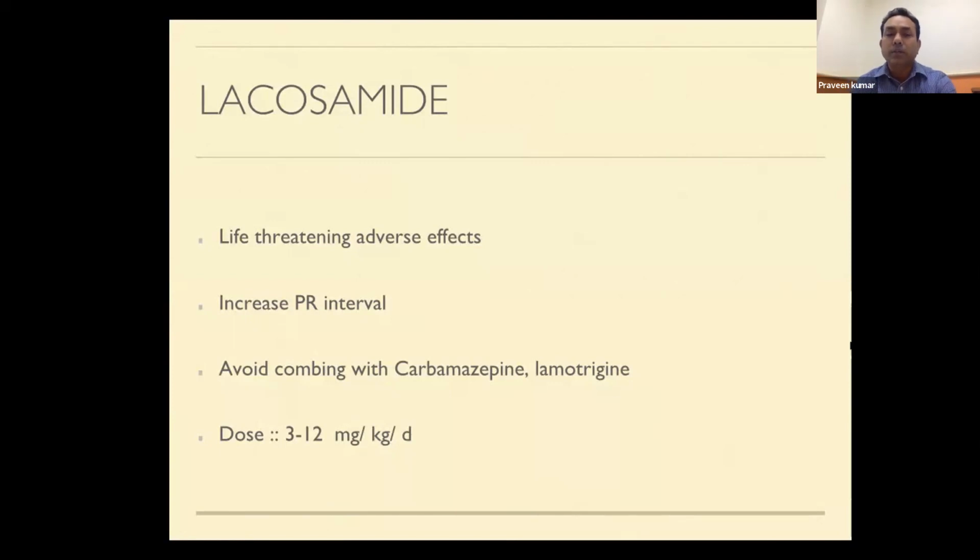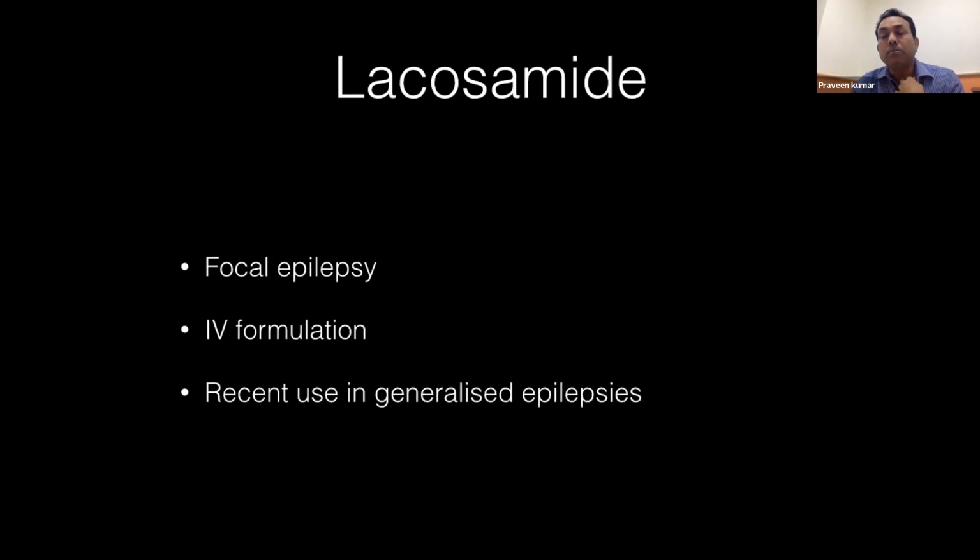The dose is 3 to 12 milligram per kg per day. We don't go beyond 5 milligram per kg per day. Normally we load with 5 milligram per kg per day, and we don't go beyond 6 milligram per kg per day of lacosamide in practice. And this is really a good drug. We have been finding it quite useful in cases of focal refractory epilepsy, and useful when our first line agents like oxcarbazepine or levetiracetam have also failed.